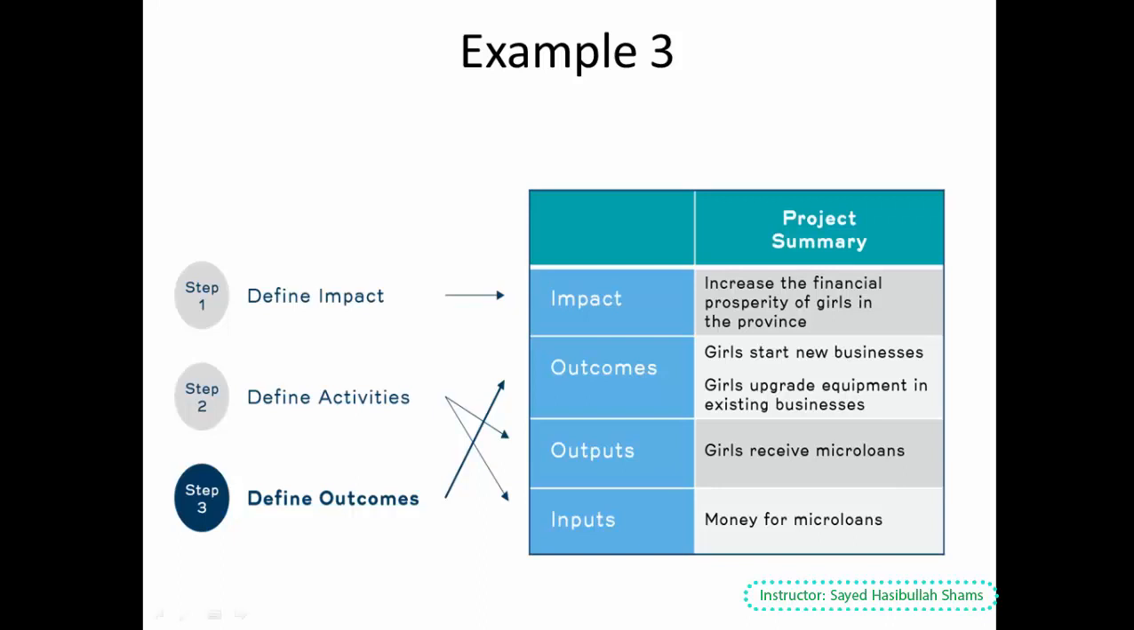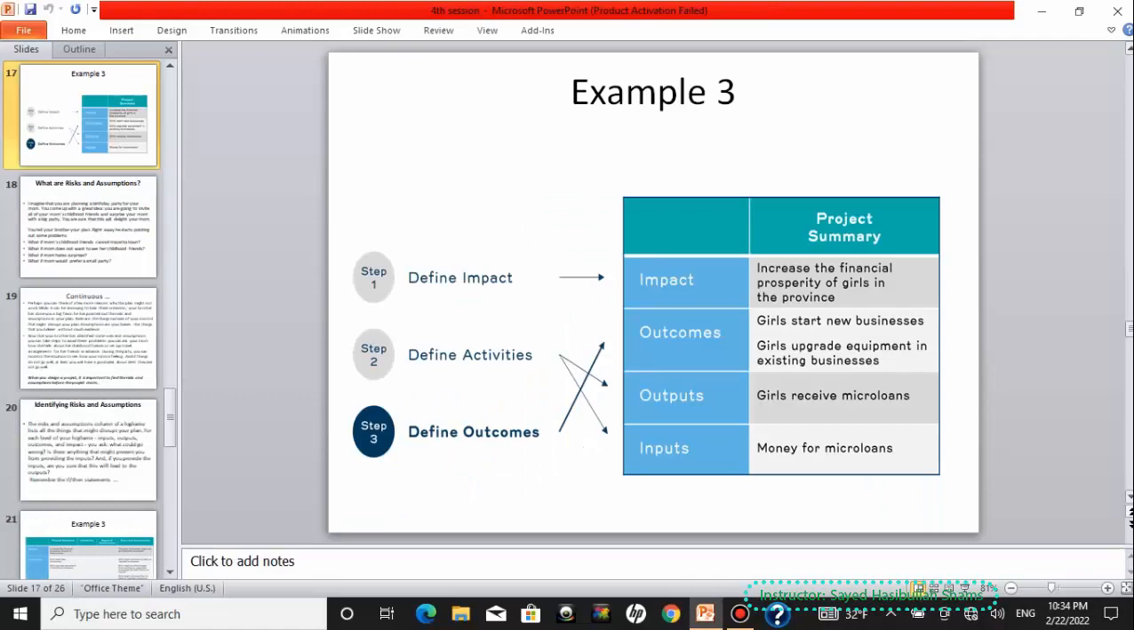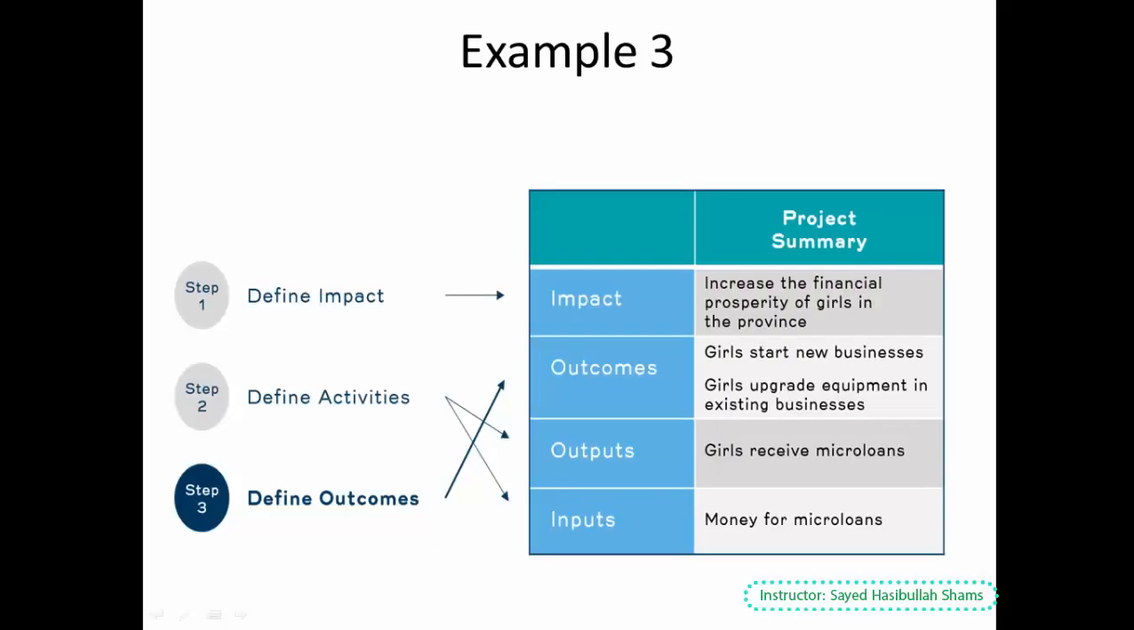Here we have the logical flow. Money for microloans, girls receive microloans. So when the girls receive microloans, girls start new businesses and girls also upgrade equipment in existing businesses, and so it takes part in the financial prosperity of girls in the province. So these were the three steps that we have learned in the logical framework.